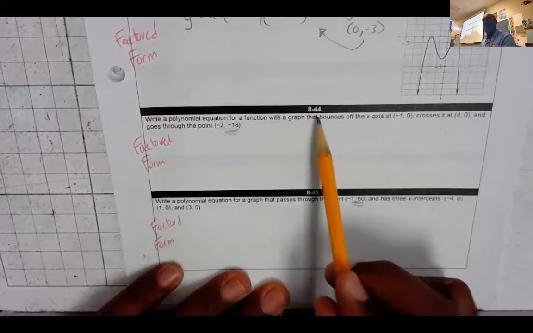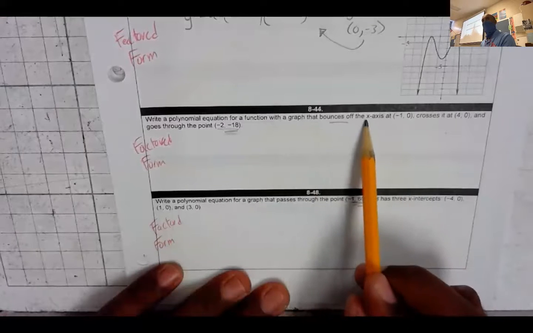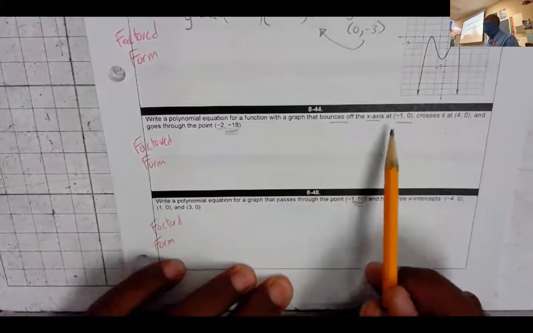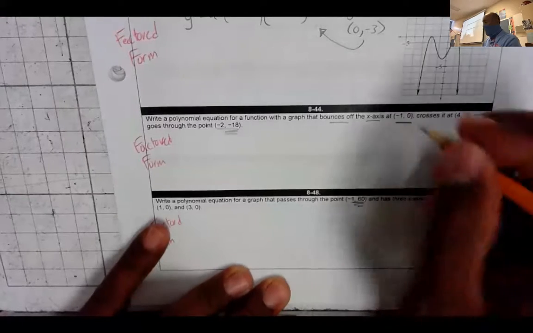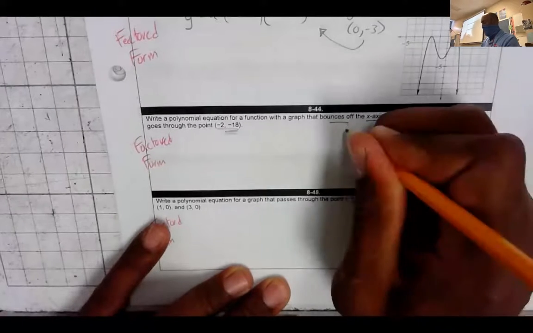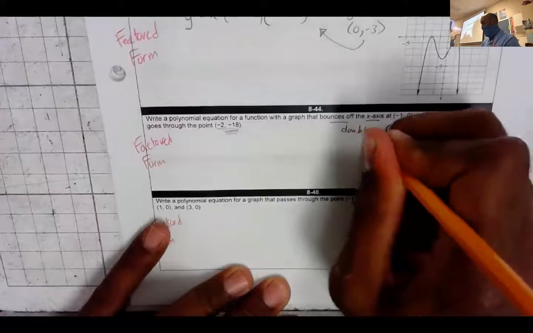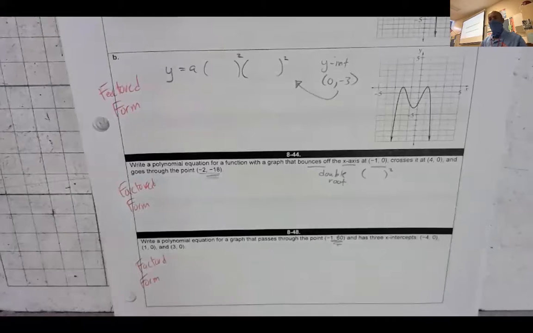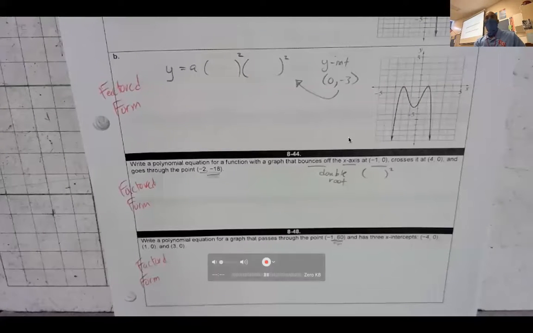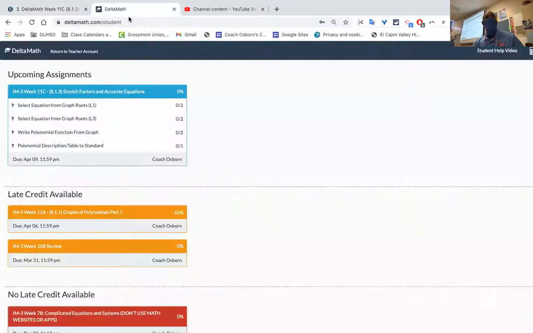Now this one right here, this first one, it says it bounces off at -1. So what do we got to make sure we do for that one? Yeah, for that one, we want to make sure we put the square because that's a double root. Okay, so that's that whole first page. Okay, so let's jump over to Deltamath. And we're going to focus in on this last one.